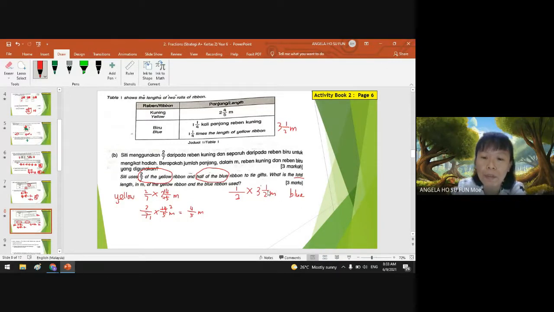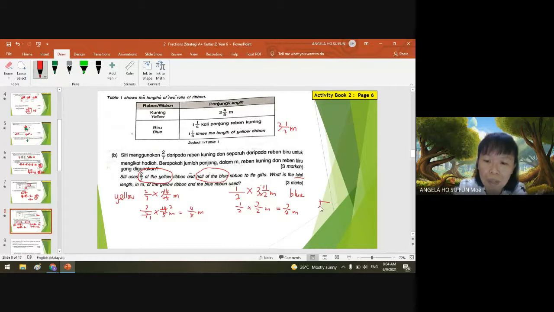How about the blue one? The blue one, the same thing. I multiply and plus here. So I write down 1 over 2 times, okay, 2 times 3 is 6 plus 1 is 7, 7 over 2 meter. So I cannot cancel 2 and 2. Bear in mind, both denominators cannot cancel. You can only cancel one numerator and one denominator. So this one you cannot cancel. So you write down here, 1 times 7 is 7, 2 times 2 is 4. All right, so you get 7 over 4.